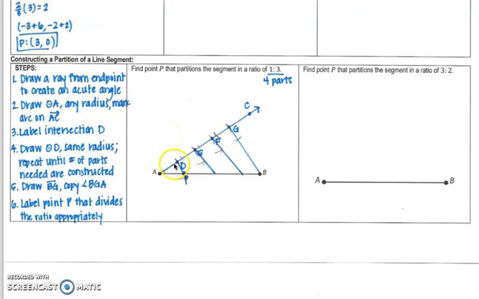Okay, I labeled that intersection D. And then I drew circle D with the same radius as circle A, and that's how I got point E. I did it again, that's how I got point F, and I did it again, that's how I got point G. That gave me my 4 parts. It does not matter the distance from G to C because I'm not using point C, that's just a label that I used to mark my ray. Then I have to connect my endpoint B to the last point that I found, which is G.